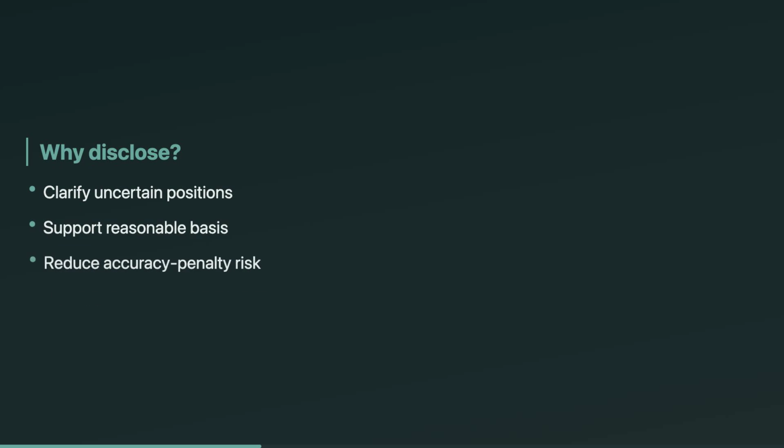Form 8275 is the main disclosure form. Use it when the item is not otherwise adequately disclosed on the return, and you want to reduce exposure to the accuracy-related penalty. But it's not a magic shield. You still need a reasonable basis for the position and good faith reporting. If you're just playing the audit lottery, that's a Circular 230 problem, not a disclosure problem.